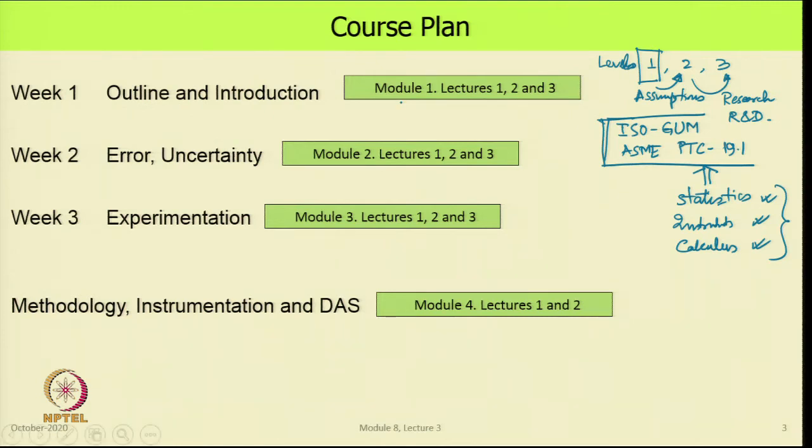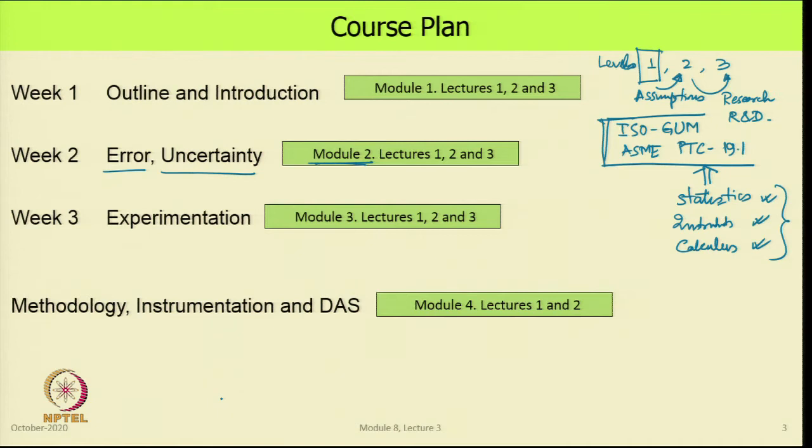After this module, we went into a detailed discussion on what is error, what is uncertainty, and what are the implications of these. Here we defined a series of terms related to the broad category of uncertainty. All this was given in module 2.